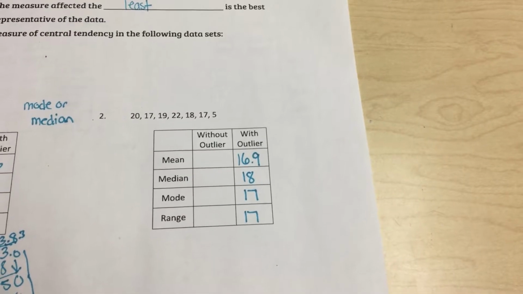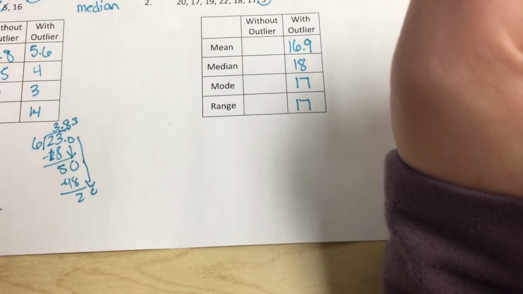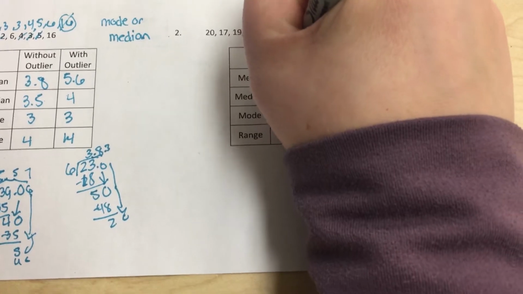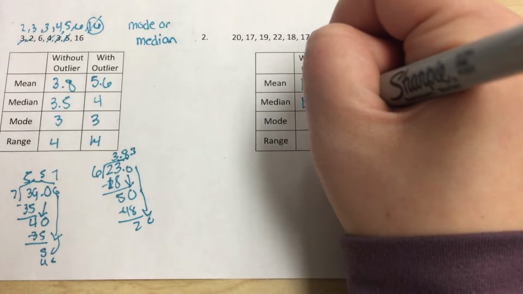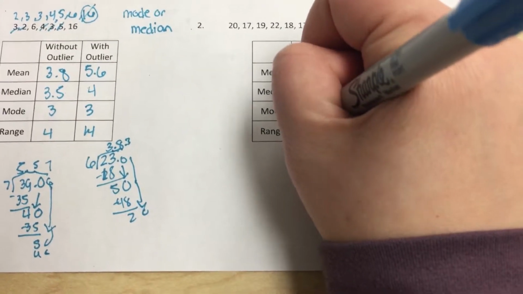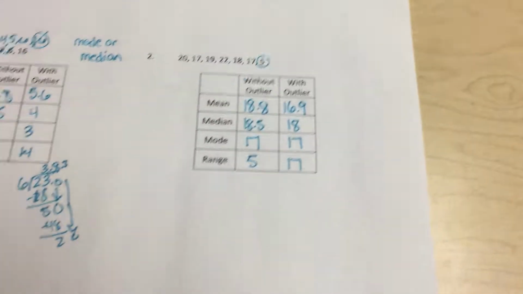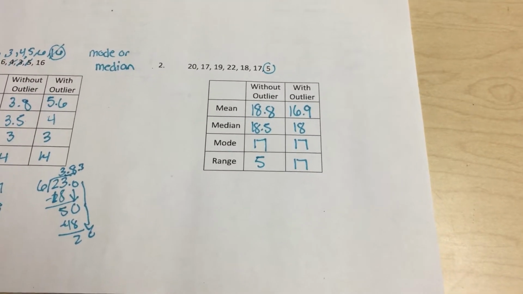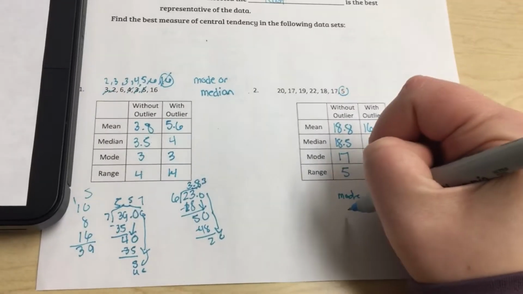When I looked at my data, I should have noticed that my outlier was going to be 5. When I went back and found all my measures of central tendency without 5, my mean would have become 18.8. My median was 18.5. My mode was still 17, and my range was 5. Now, knowing that range is pretty much always going to be a bad measure of central tendency with an outlier, the rest are pretty much the same. But again, I'm going to notice that mode and median are my best ones.